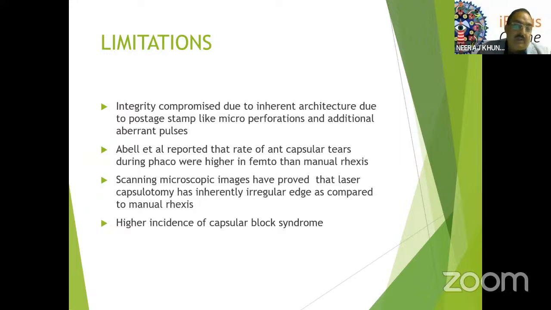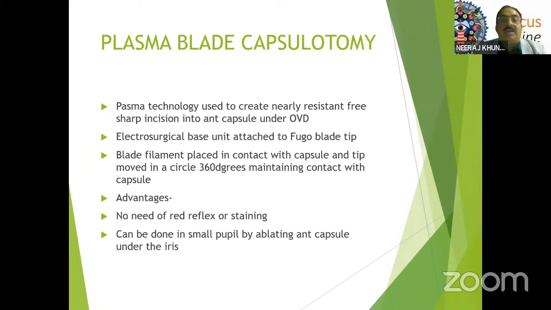Coming to plasma blade capsulotomy, plasma technology is used to create a nearly resistance-free sharp incision into the anterior capsule under OVD. There is an electrosurgical based unit attached to a Fugo blade tip. The blade filament is placed in contact with the capsule and the tip moved in a circle 360 degrees, maintaining contact with the capsule. Now, what are the advantages?